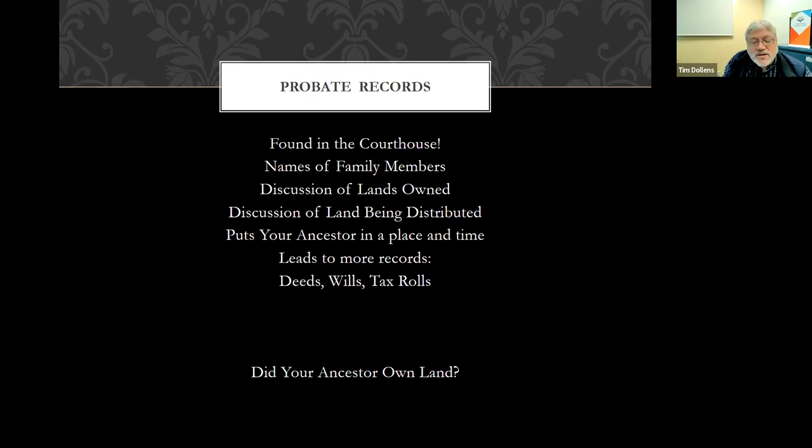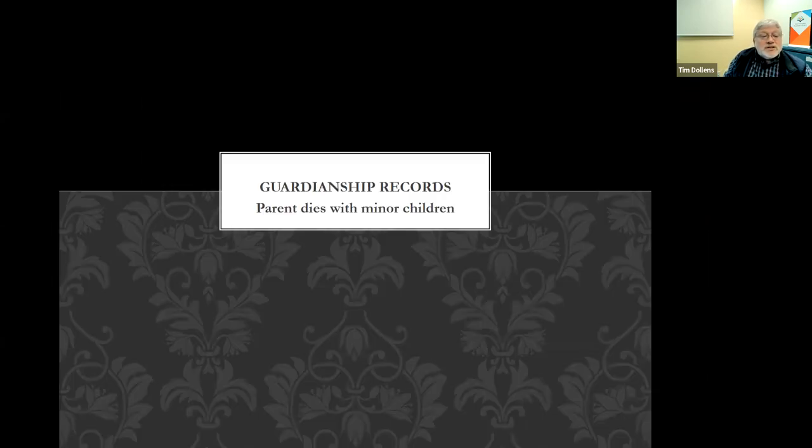And land transactions often take place when the owner of the land dies and it's being dispersed to other people based on the will, or moving and selling it out. Okay, guardianship records. When the parent dies with minor children, I'm gonna show you an example of that. But again, think about when a parent dies and they have minor children, their children have to be wards of the court or the property that the deceased has.